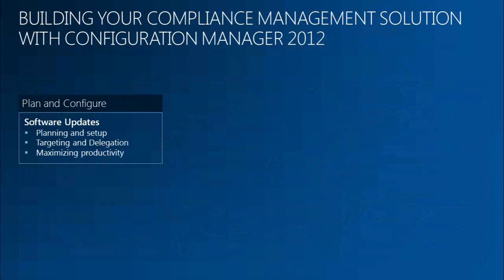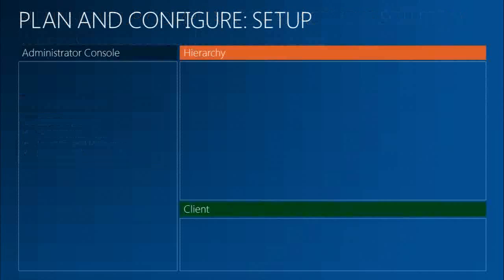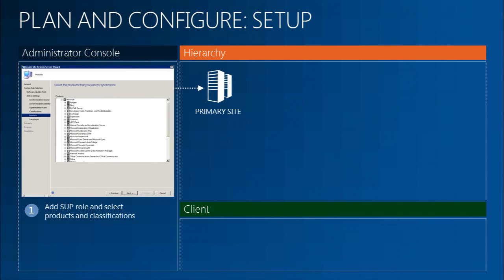So let's talk about the plan and configure phase first. The first part is adding your software update point and selecting the product and classifications that matter to your environment.